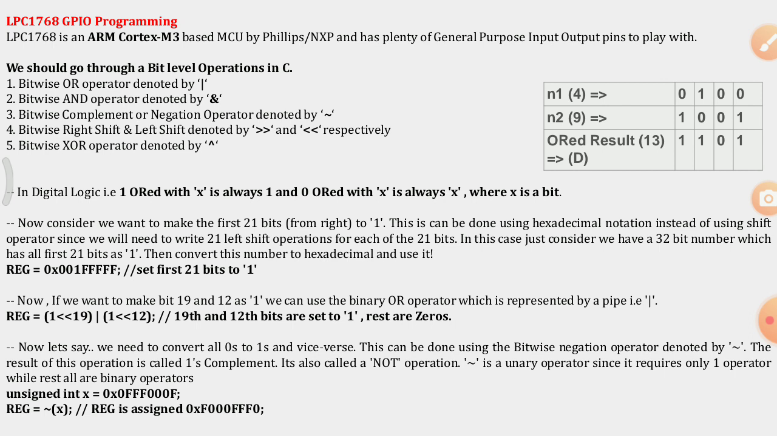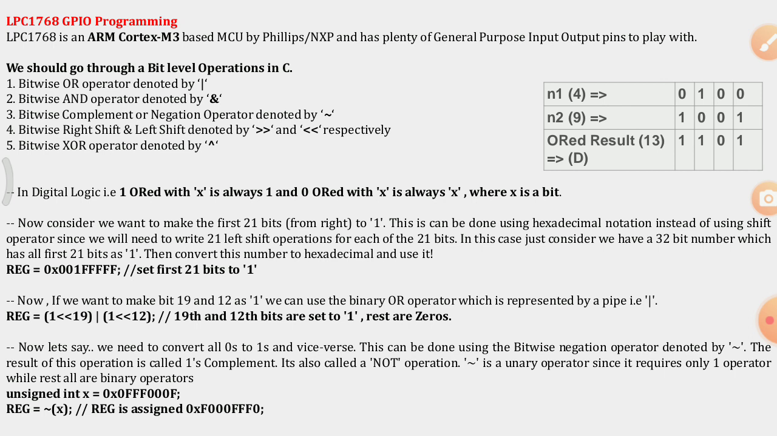For a complement, consider we need to convert all zeros to ones and vice versa. This is done by the tilde operator or bitwise negation operator. The result of this operation is nothing but the ones complement, which is also called the NOT operation.